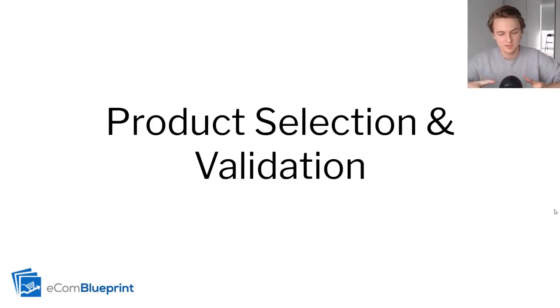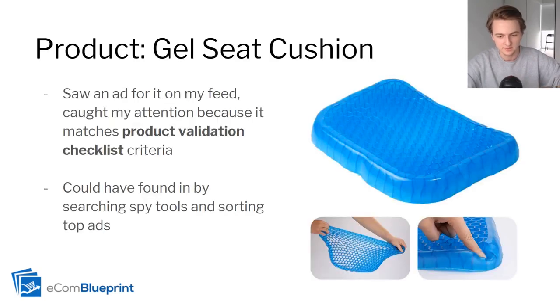Alright, so first off, I'm going to be talking about the product selection and validation part of this case study. In the course, the first step is picking your proven product and validating it to make sure that it's proven to sell. And I'm going to explain quickly how I did that for this product here.